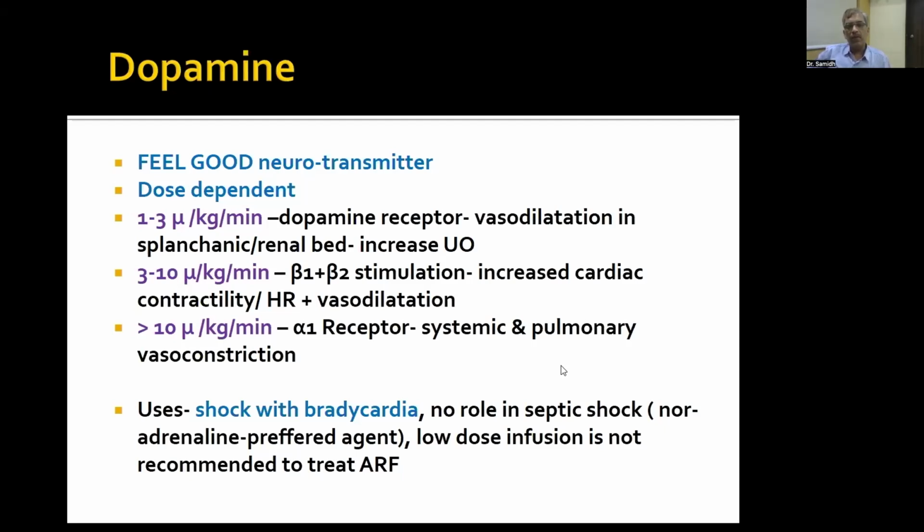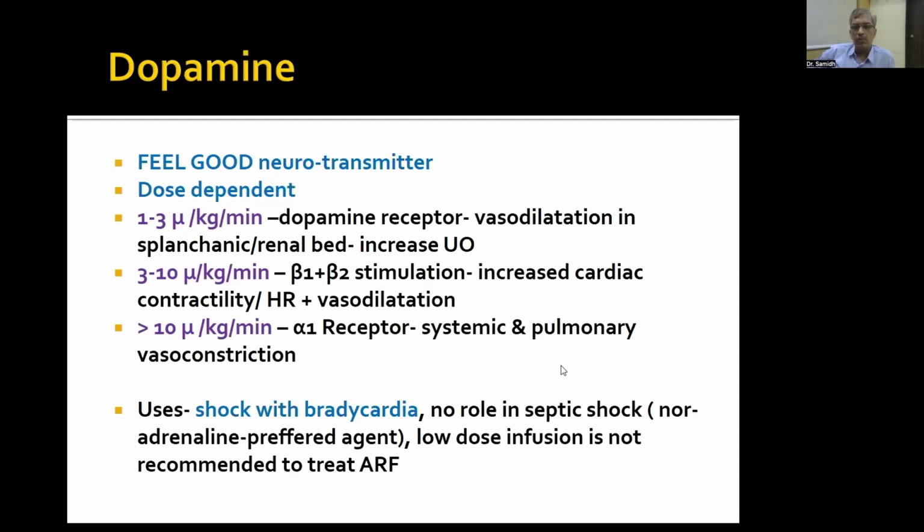Uses. So, dopamine is primarily used, though now its use is very limited. It is used where there is a shock with bradycardia. For example, if there is an inferior myocardial infarction with AV dissociation, or if there is a spinal cord contusion where there is a shock with bradycardia because of the loss of sympathetic nerve innervation. In those cases, we use dopamine. Otherwise, its role in septic shock and in other conditions is very, very limited.